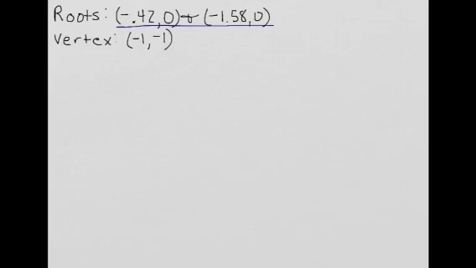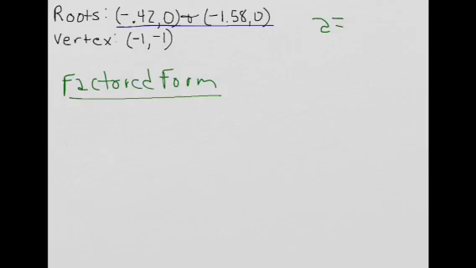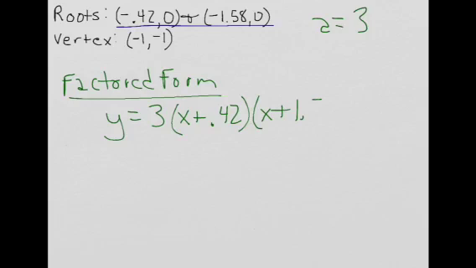So here we have the roots negative 0.42, 0 and negative 1.58, 0. So that would allow us to create factored form very easily. All we need now is an a value, which was 3 to start with. So we've got y equals 3 times, always going to be opposites, x plus 0.42 times x plus 1.58.